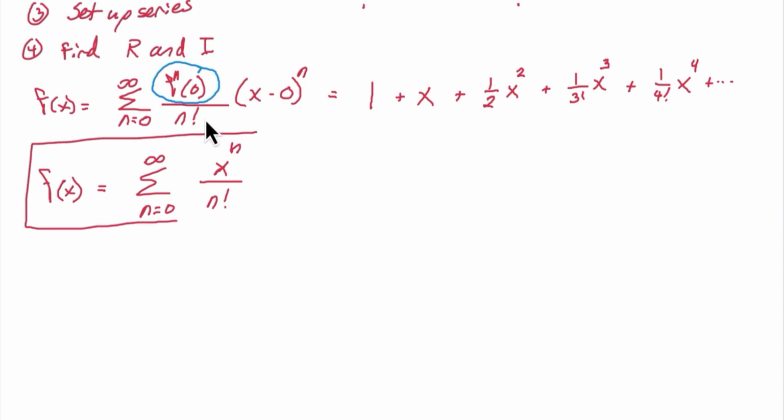So now that we have f, let's see if we can find the radius of convergence. Remember, to do that, we use the ratio test. So we'll get a little practice with that. Limit as n goes to infinity, next term divided by the current term.